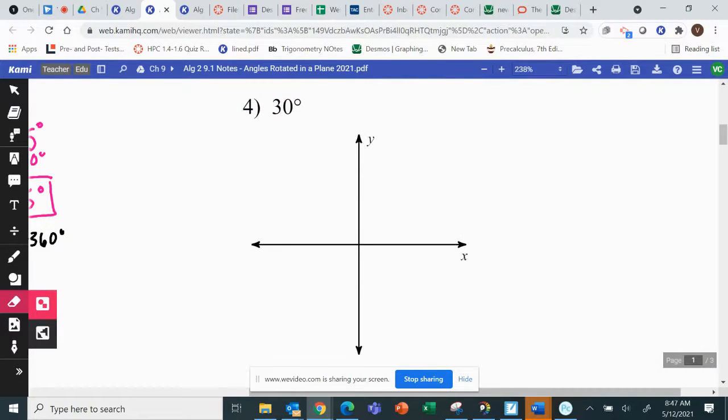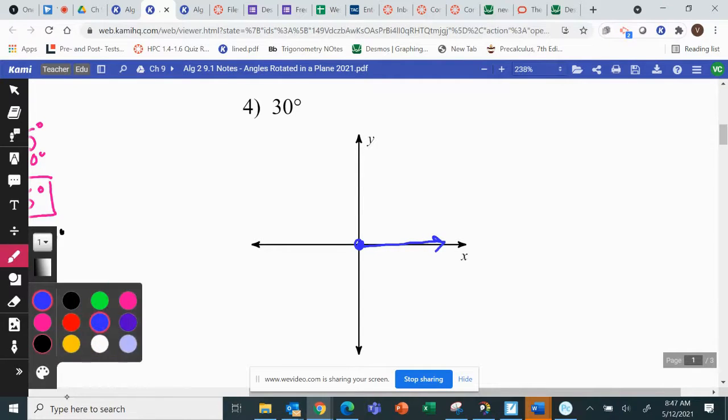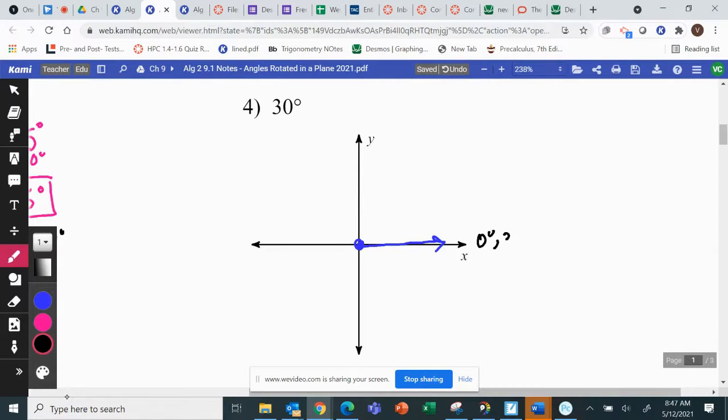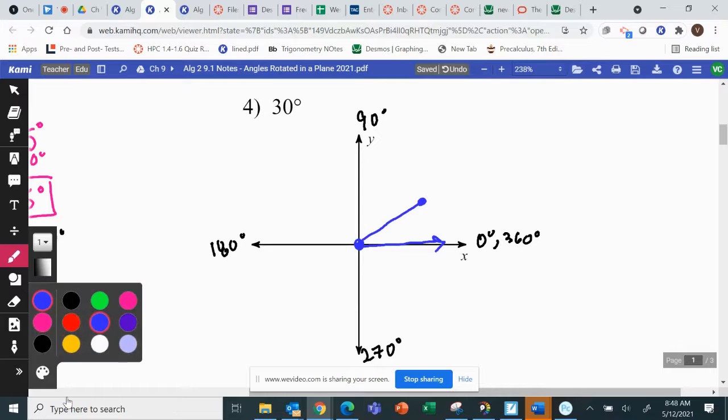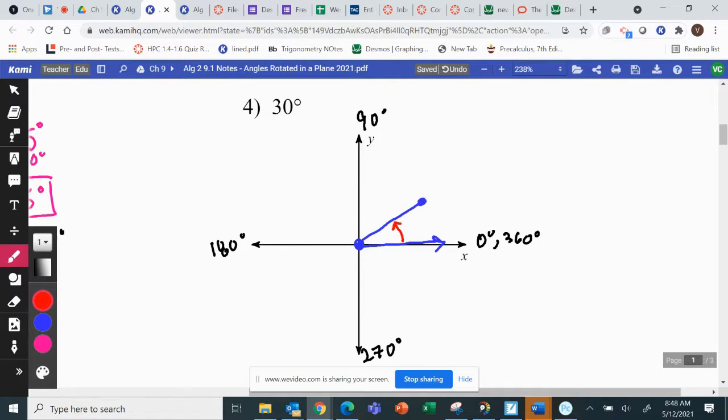All right, last one is 30. So I'll start with my initial side. And you know what? I probably don't need to label all of these angles this time, I hope. I'm doing it for funsies, but I probably don't need to because we're only going 30 degrees. So that's in that first quadrant still.